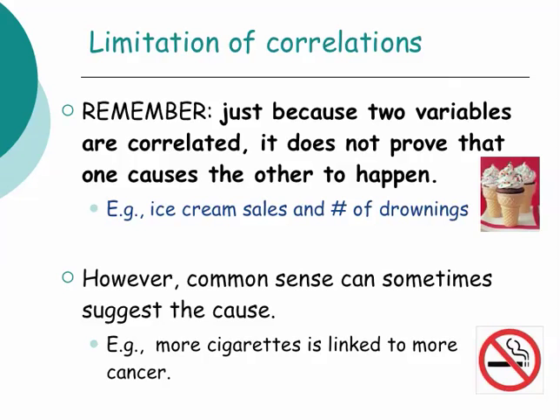Lastly, when you think about correlations, remember that just because two variables are correlated, it does not prove that one causes the other to happen. For example, ice cream sales and number of drownings are positively correlated. But there's a third factor here that explains the increase for both, and that is summertime. In the summertime, people buy more ice cream, and in the summertime, people swim more, so there's a greater chance of drownings.